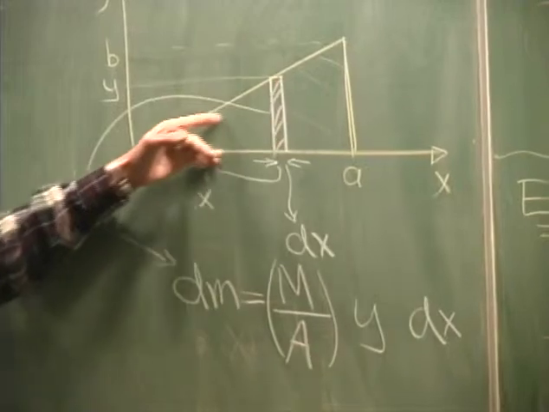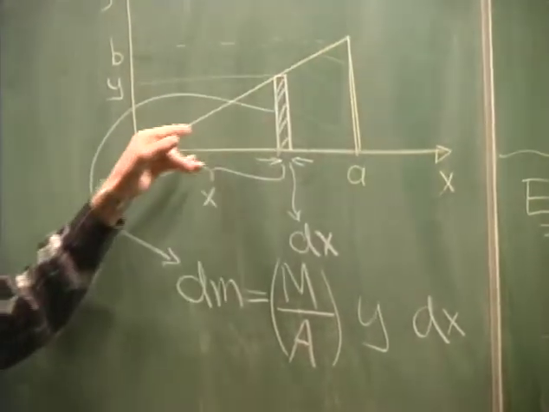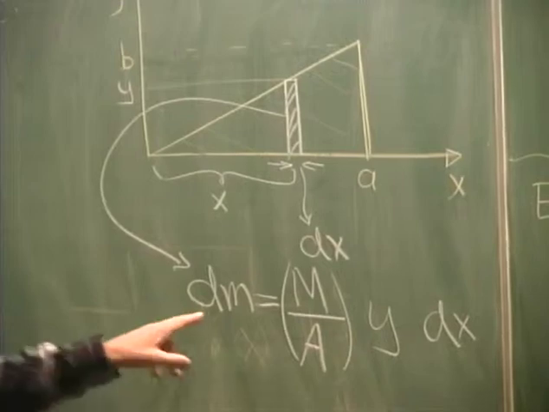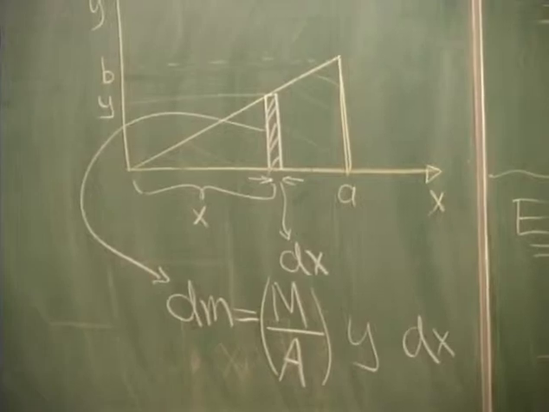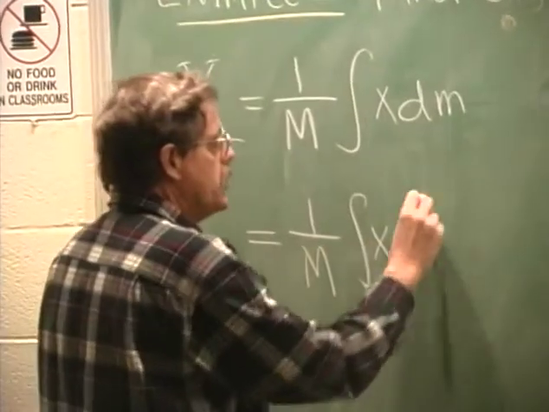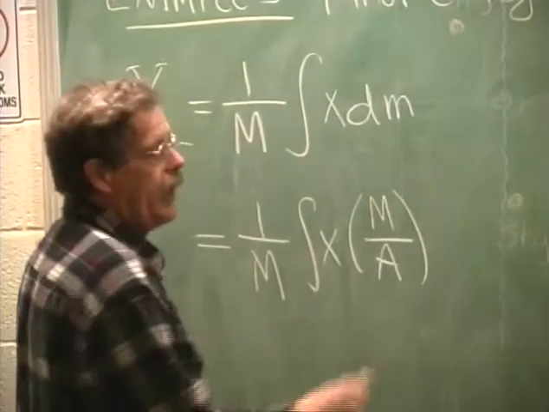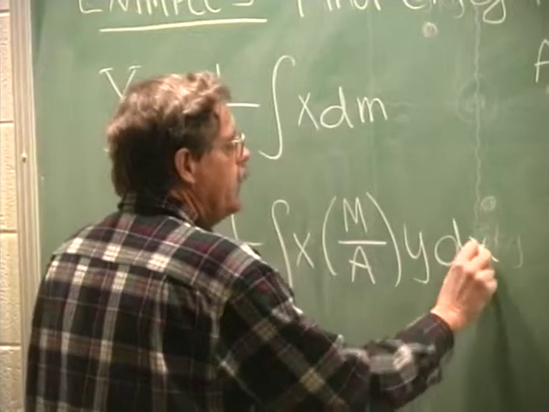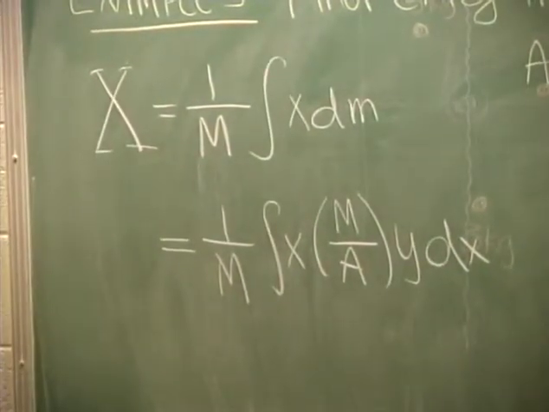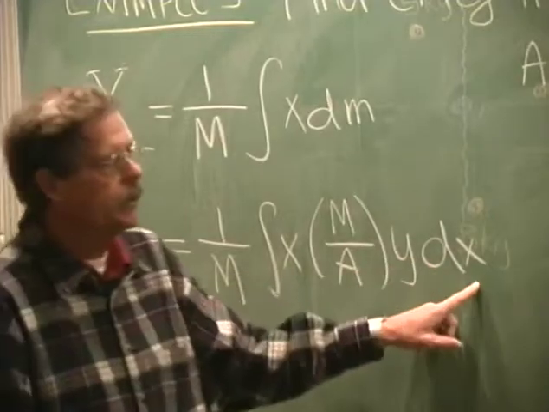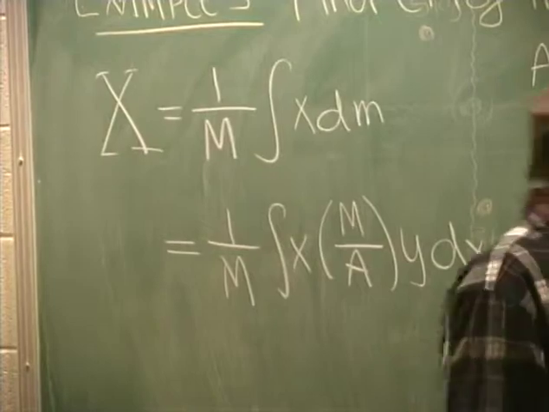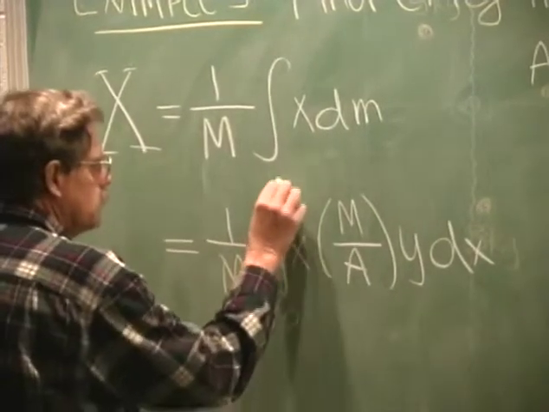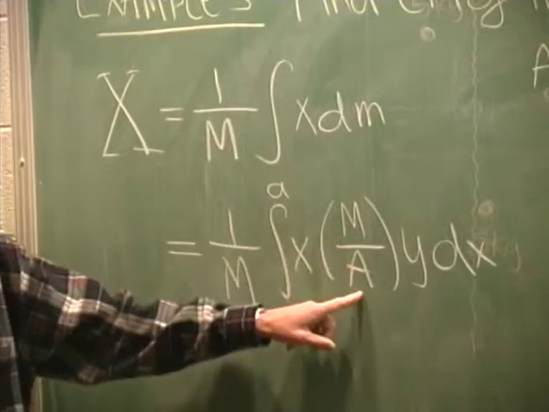Y is the height of that thing, and of course, as I go along, y is going to be increasing and decreasing. But this switches me over from m over to x, which I can get my teeth into. I have 1 over M times the integral of x times dm, which is the mass per unit area times the area y dx. And I'm going to integrate that over what limits? This is an integral over x, so it runs from 0 up to a.